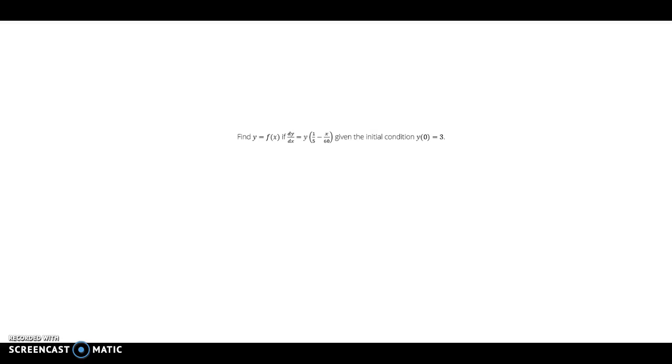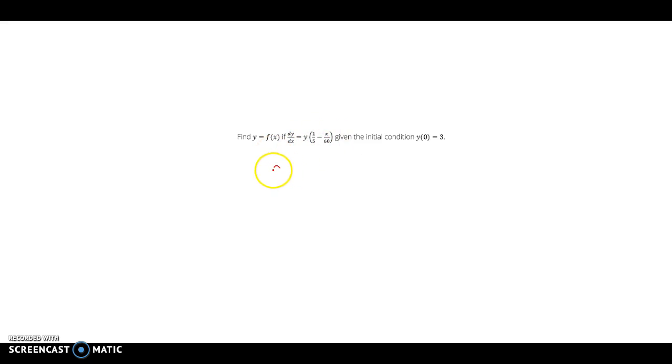Okay guys, we're going to do a quick separable differential equation to get your feet wet again and remind you of some things that we were doing before spring break and spring service trips. So in this example, you can see that this is definitely a separable differential equation because I've got y's and x's mixed up over here, so my job is to separate them.